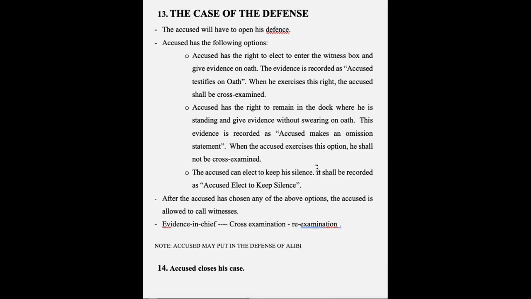You can remain silent and not say anything, meaning that nobody can even ask you any question. Or you can elect to swear the oath and give evidence. Or you can elect to remain in the dock where you are standing and give evidence without swearing on oath. This is called an unsworn statement. And I believe you might be wondering what the difference is in terms of the implications for each of these. It has an implication.